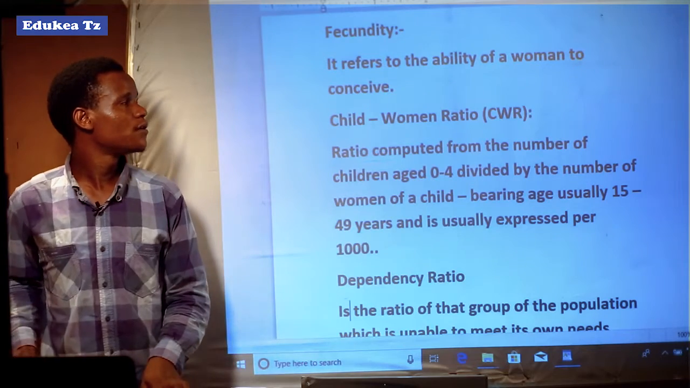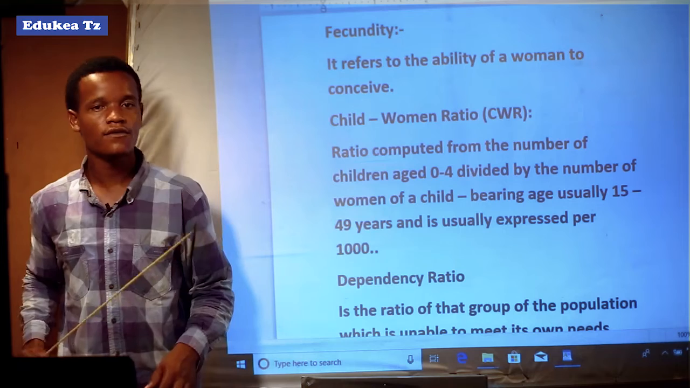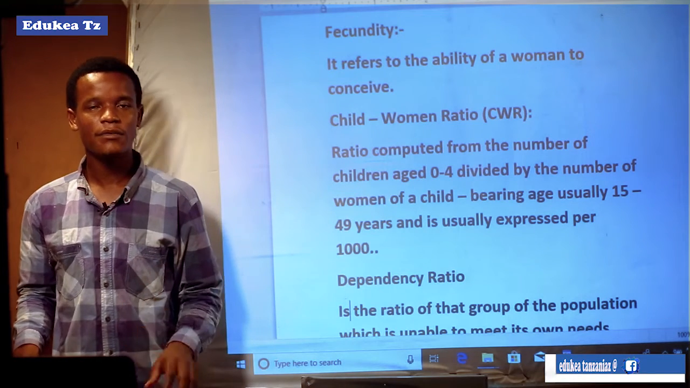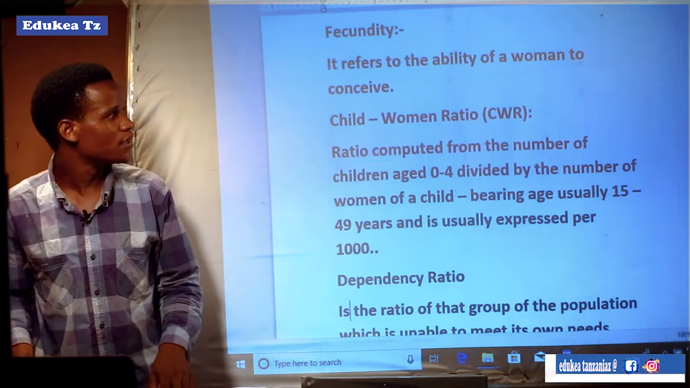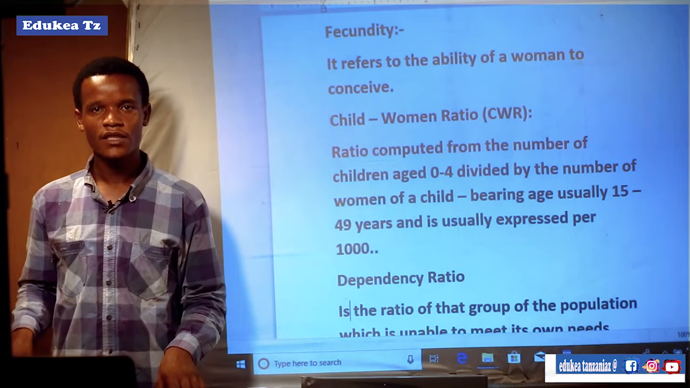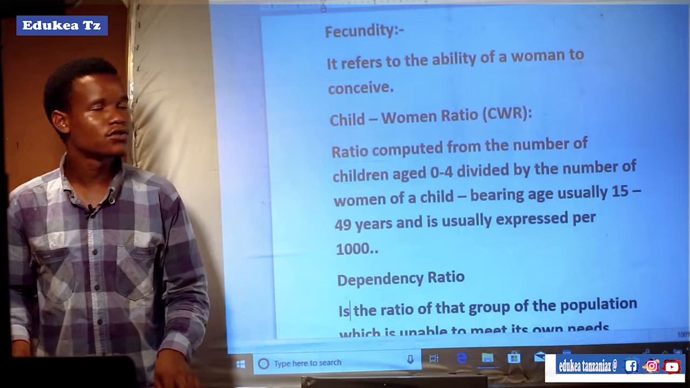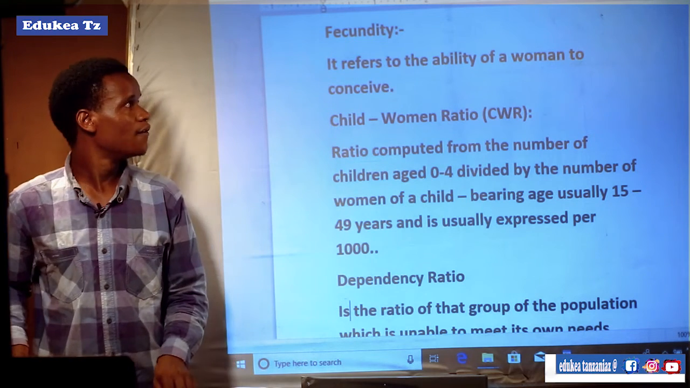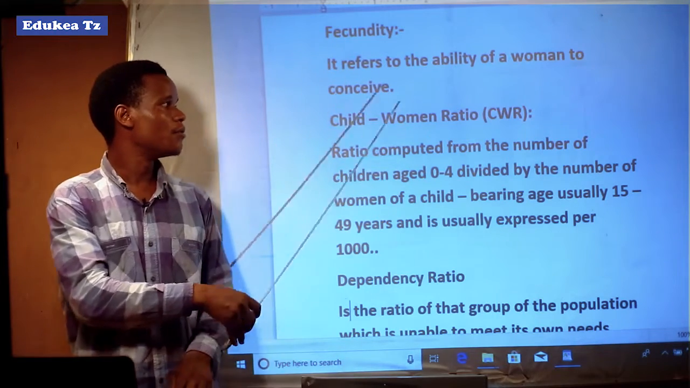Another terminology is fecundity. Fecundity refers to the ability of a woman to conceive. The ability of a woman to conceive a pregnancy is called what? Fecundity. Any woman who has the ability to conceive is said to have fecundity. So fecundity is another terminology found in population.